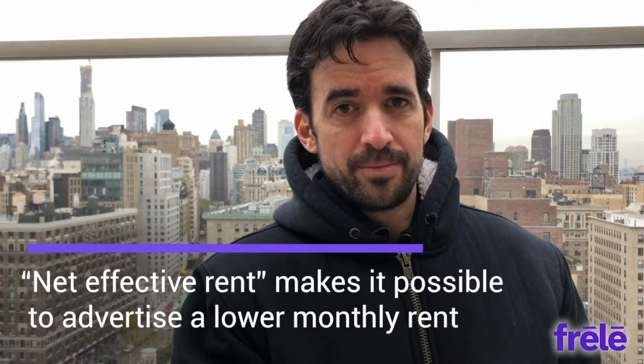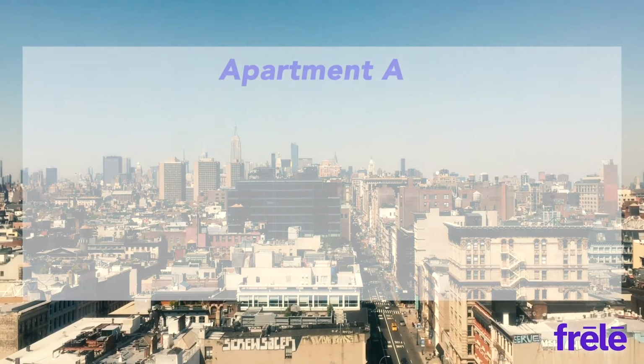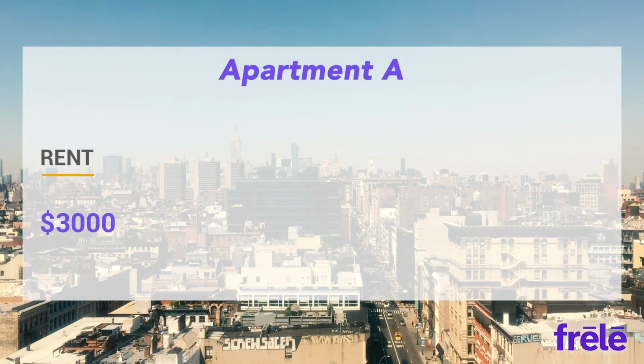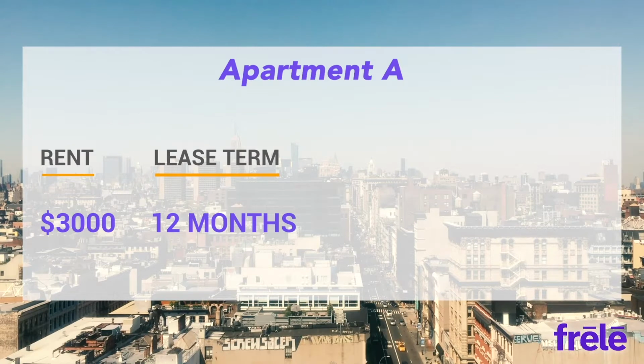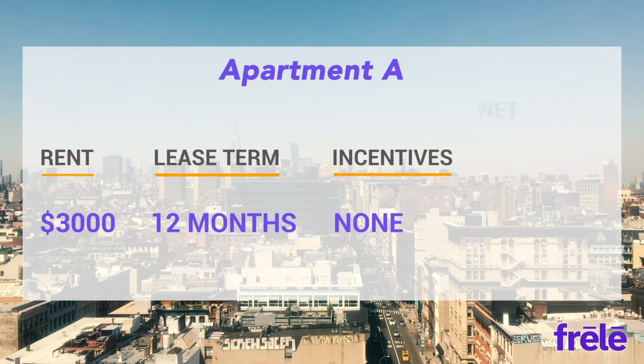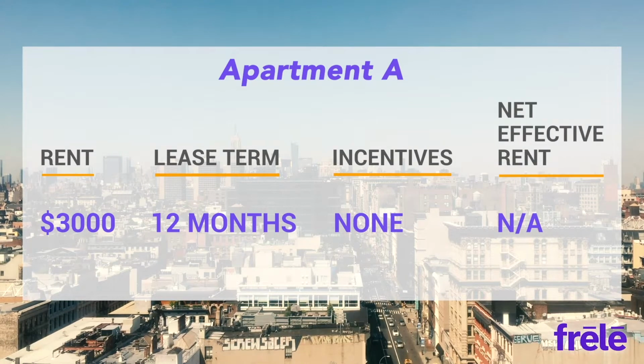Let's look at an example. Let's say that apartment A is listed for $3,000 per month on a 12-month lease. Obviously, your rent due would be $3,000 per month in that case.